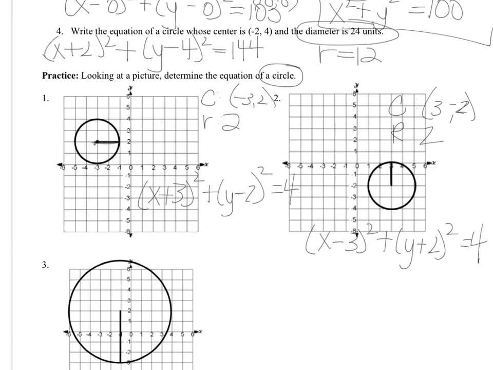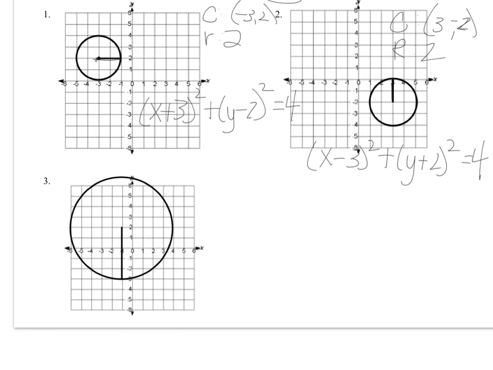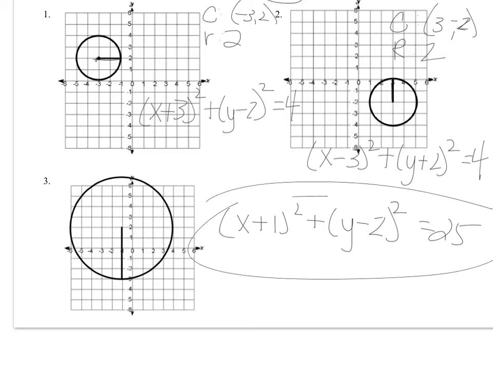So I want you to go ahead and pause this video, and do the last one on your own. When you finish the last one, unpause it, and the answer will be on the board for you. Hopefully you got this right here, (x + 1)² + (y - 2)² = 25. If not, make sure you come and talk to me. So now I want you to go ahead and flip your paper for me, please.